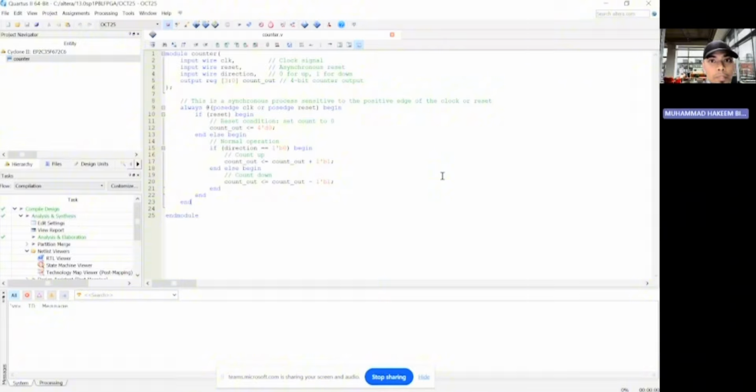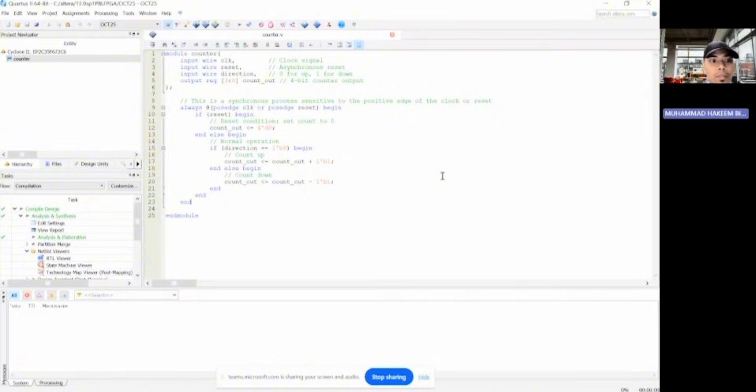Count up operation. If the direction input is set to logic 0, the counter operates in the count up mode. In this mode, the counter increases its value by 1 on each rising edge of the clock. For example, the counter changes from 0001 to 0010 and then to 0011 with each clock pulse.